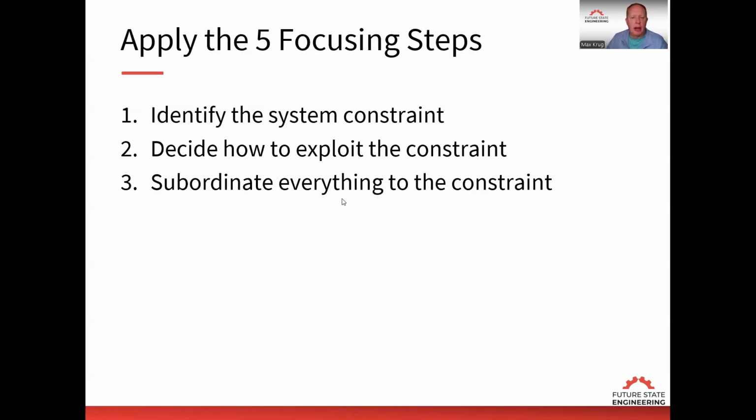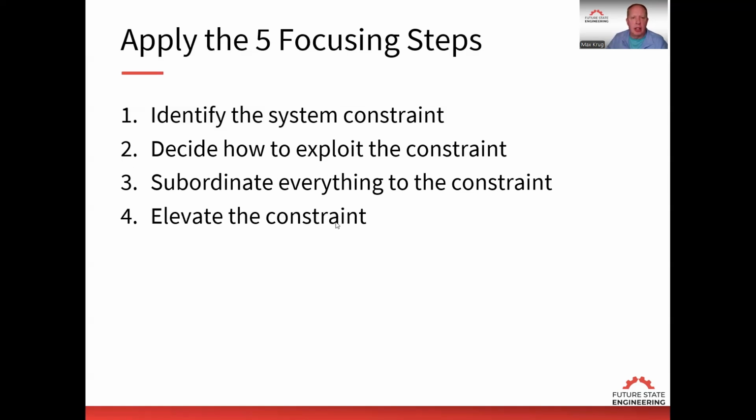Then subordinate everything else to the constraint. So this is the step that companies fail to do. So before we elevate the constraint and we decide how to get more out of the constraint, how's it going to affect the rest of the system? We need to understand the effect on the rest of the system once we exploit the constraint.